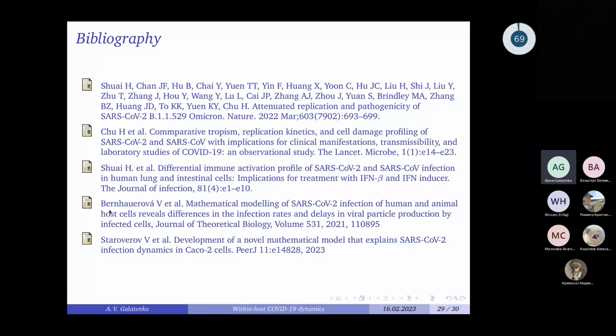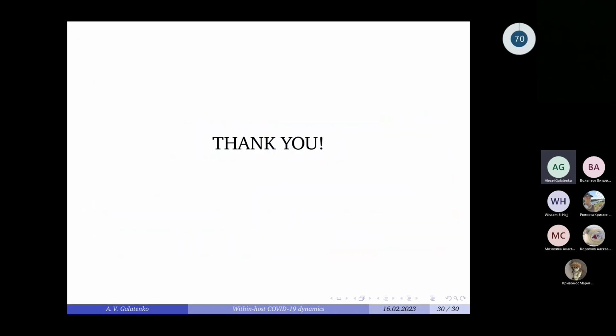Here are 3 papers describing the data obtained from in vitro experiments. The paper on in vitro analysis using just viral load. And finally, our paper on the, well, moderately sophisticated model discussed in the 3rd part of our talk.